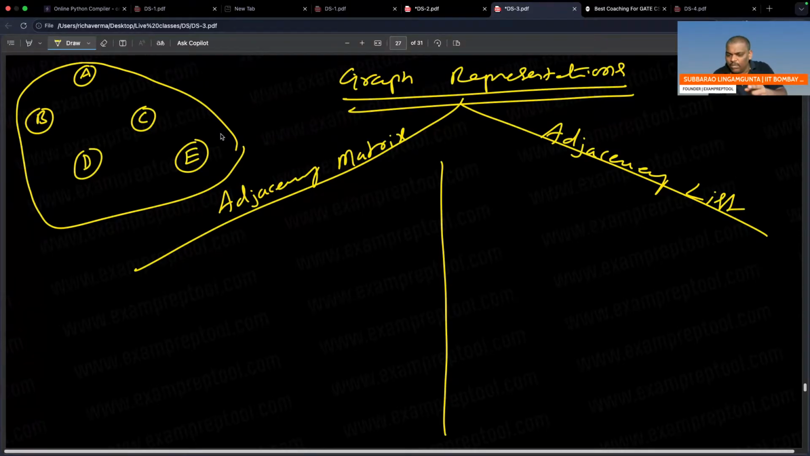Graph representation. Because Ankit is asking something, right? For that purpose, this point is required. How will a graph be represented inside a computer? There are two ways: adjacency matrix and adjacency list.